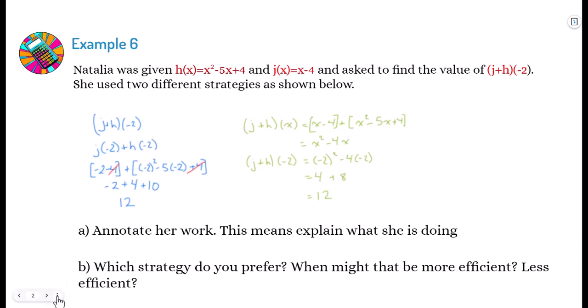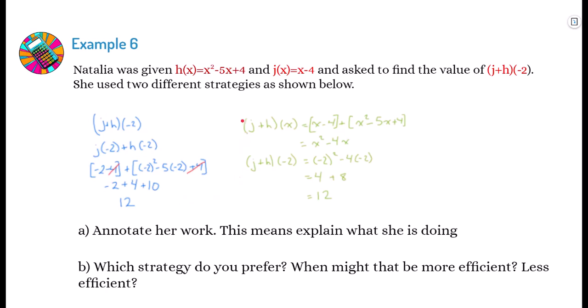I'm going to grab a little pointer here. There we go. j of x minus 4, so she subbed in the negative 2 right here. And she did the same thing for the h of x. Notice she put it in brackets, always a wise decision, especially when we're subtracting. With addition, that doesn't affect us so much. But let's go ahead. Negative 2, well, that breaks out to be negative 2 right here. Negative 2 squared, positive 4. Negative 5 times negative 2, positive 10. And we get the final answer of 12.